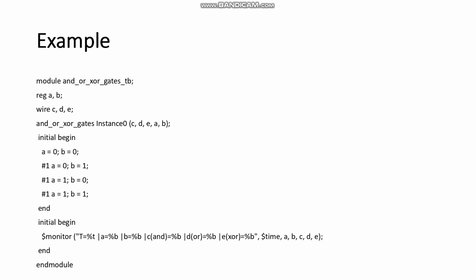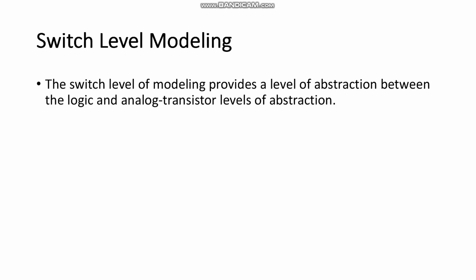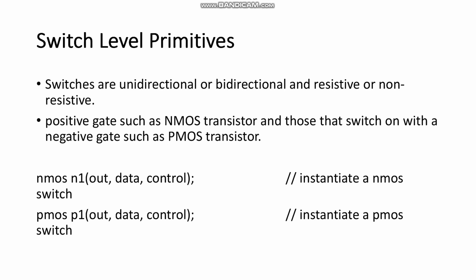Okay, next, the last one is switch level modeling. Switch level modeling provides a level of abstraction between the logic and analog transistor levels of abstraction. In switch level modeling, the switch is on or off, mostly based on NMOS and PMOS transistors. Sometimes switches are unidirectional, sometimes bidirectional, sometimes resistive, and sometimes not resistive.